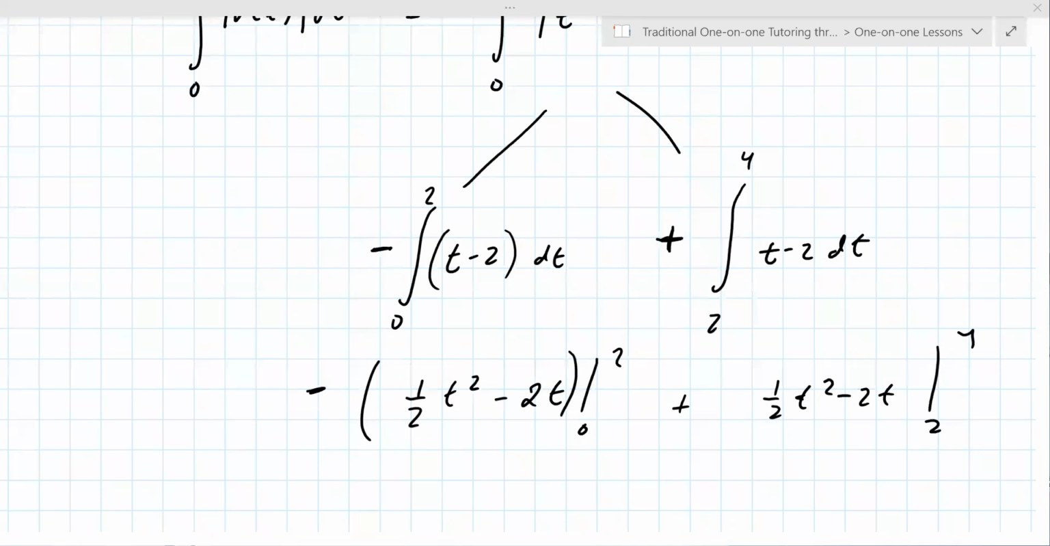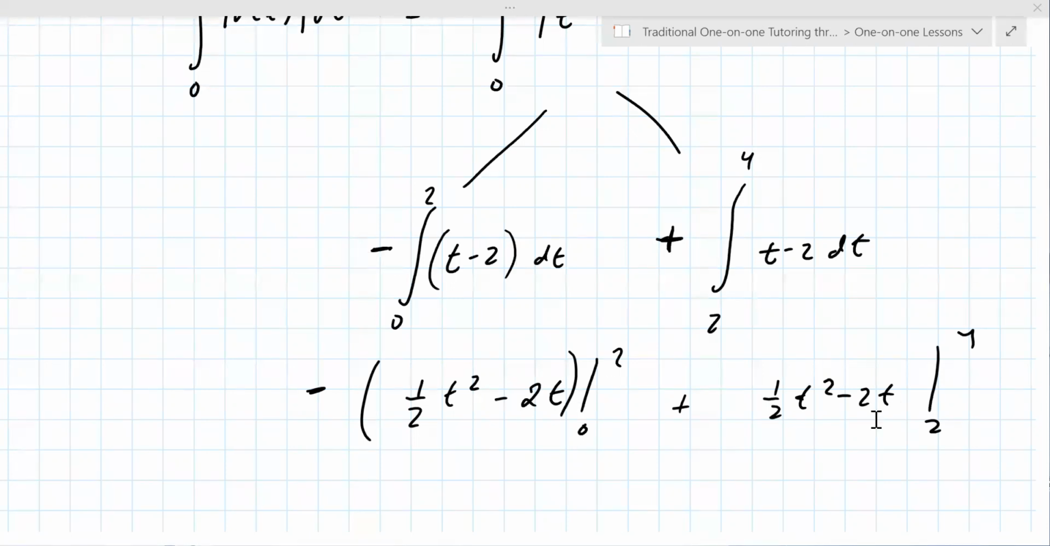And then 1/2 of 4 squared. 4 squared is 16, so that's 8 minus 8, and that's 0. But then it's the other one, so 2 to 4. Oh, it's the same thing. So 0 minus 2, so negative 2. 2 minus 2, 0. The whole thing is 0? No, it can't be.